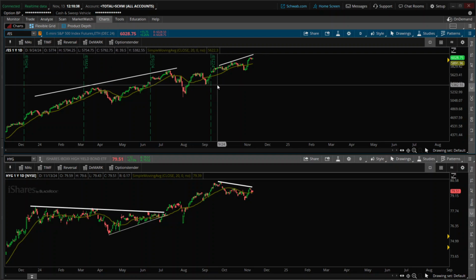So you don't have to look at my screen load and stuff, I'm going to pause the video in between each indicator.